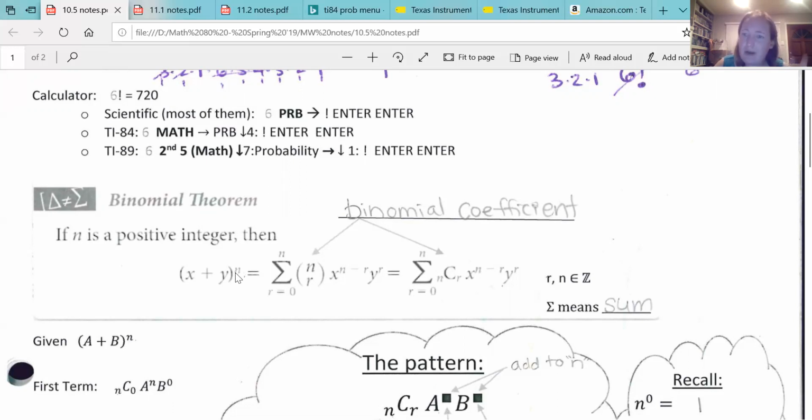When n is 2 or 3, FOIL and then distribute is probably easier than applying the theorem, but from like 4 on, often this theorem is actually a quicker way of calculating the expansion of the binomial.